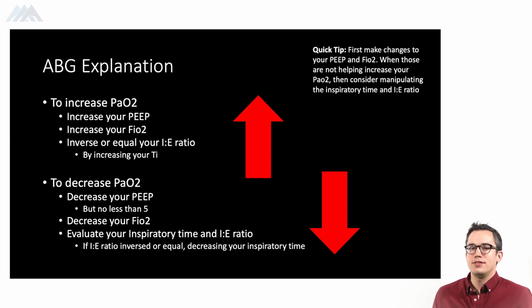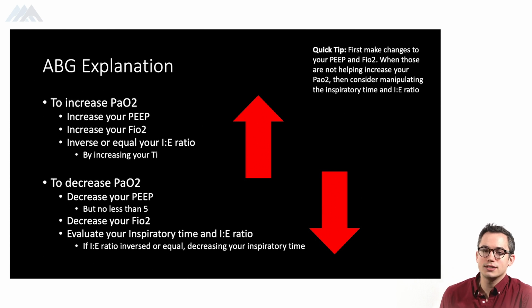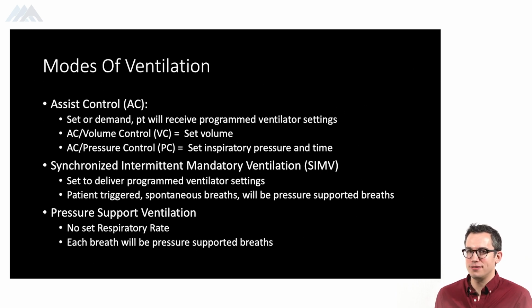Now, on the other hand, if we wanted to increase our PaO2, what are we going to do? We're going to increase our PEEP, we're going to increase our FiO2, and we can also increase our inspiratory time. If we want to decrease our PaO2, we can decrease our inspiratory time, we can decrease our PEEP, and decrease our FiO2.